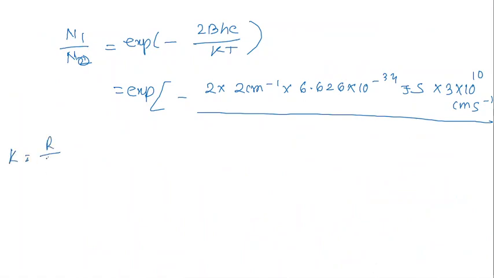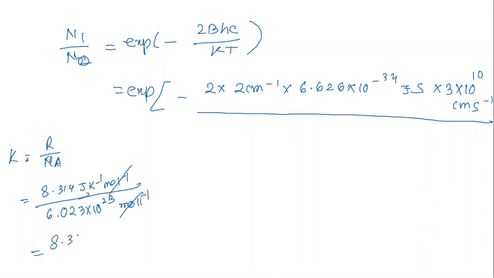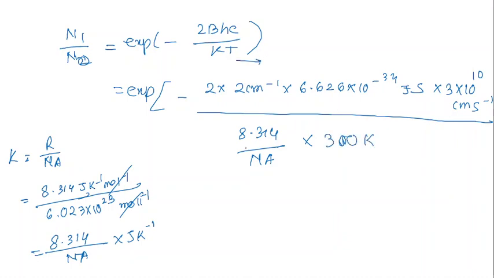k equals R by Na, which means you calculate 8.314 joule Kelvin inverse mole inverse divided by 6.023 into 10 to the power 23 mole inverse. To calculate this, it is 8.314 and Avogadro number, joule Kelvin inverse. So 8.314 divided by Na into T. Temperature, what is the value? 300 Kelvin. Here, what is the unit of this?